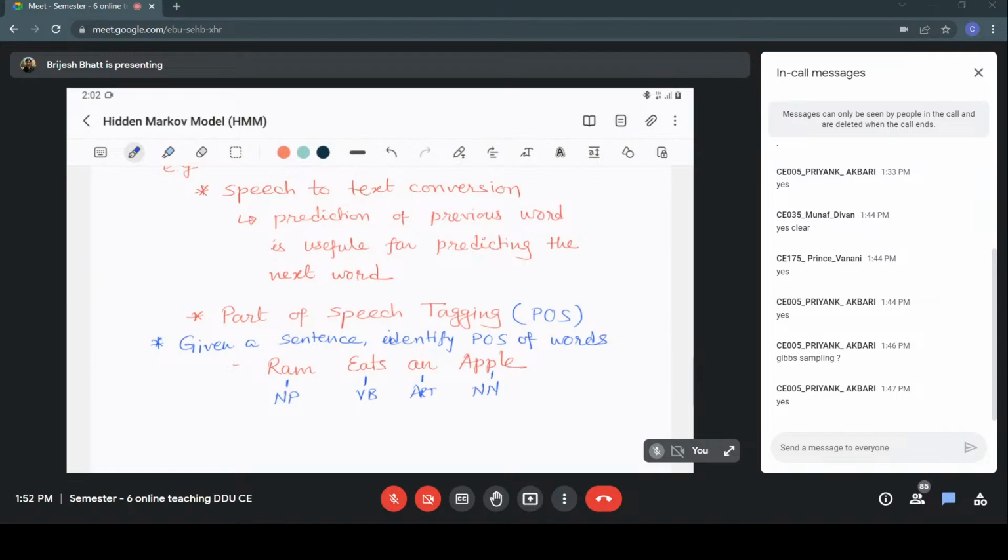So Ram eats an apple. Ram is a proper noun. Eats is a verb and an is an article. Apple is a common noun. So this is a kind of problem where the previous output and input help you decide the next output and input. Right? For example, if you see an article, if you know that this part of speech is an article, then you can form a rule that article is followed by noun.